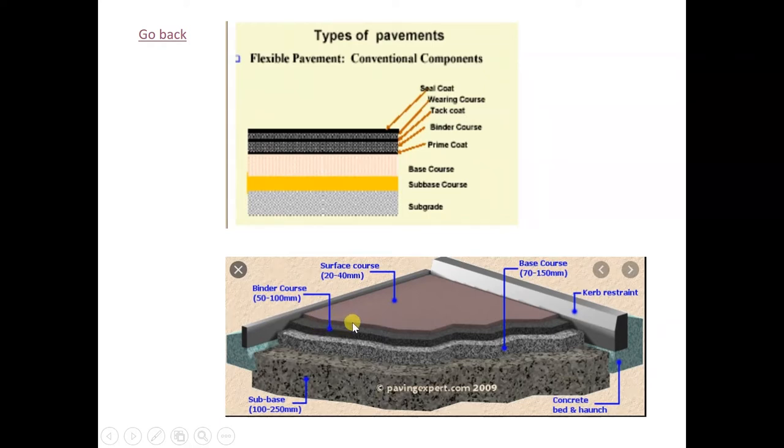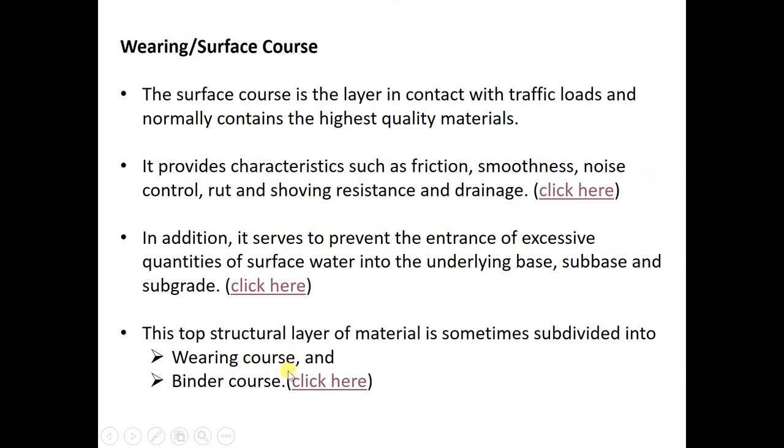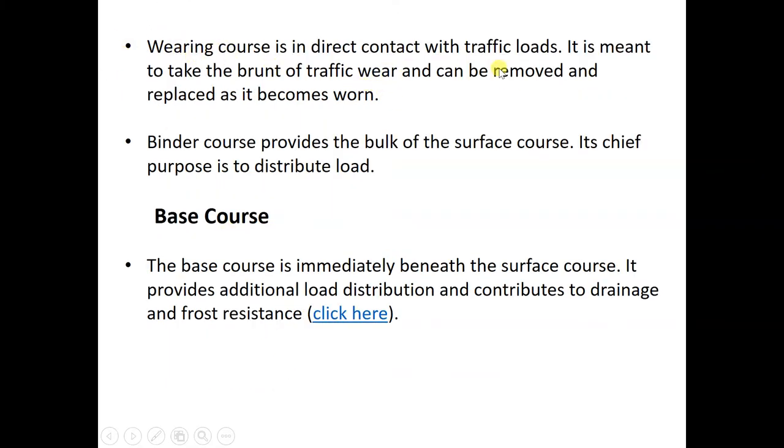So the normal practice is that we have a thinner surface, the wearing course. Here we just put surface course and binder course, but up here you see the wearing course and the binder course. Normally the wearing course is thinner compared to the binder course, but both are quite strong in carrying the traffic loads. The wearing course is in direct contact with the traffic loads, and is meant to take the brunt of the traffic wear and can be removed and replaced as it becomes worn. The binder course provides the bulk of the surface course. Its chief purpose is to distribute load.